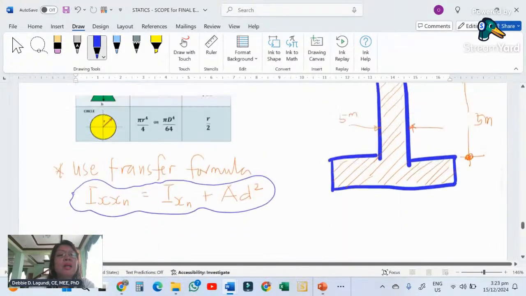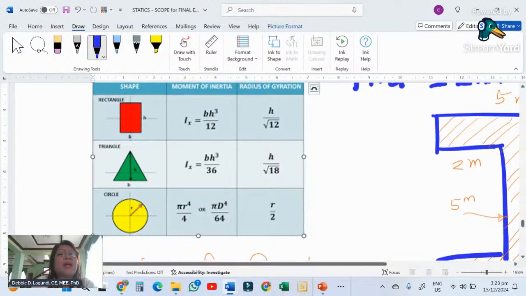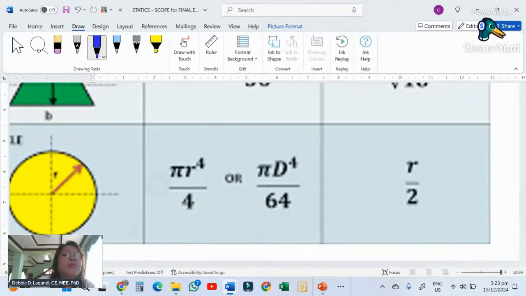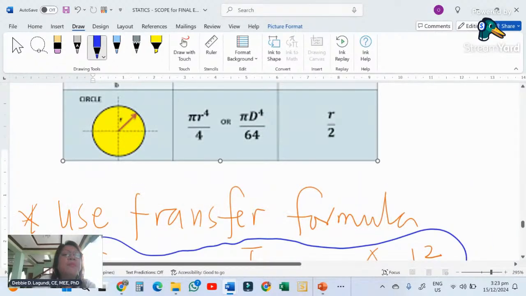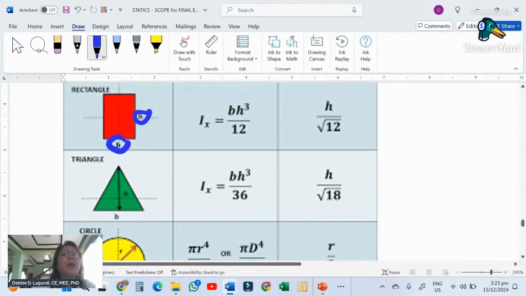Now I have here a table. The moment of inertia for a rectangle is 1/12 the base times the height cubed. As you can see here from the orientation of the shape, the base for the rectangle will be at the bottom, and the height will be the length when it is in upright position.